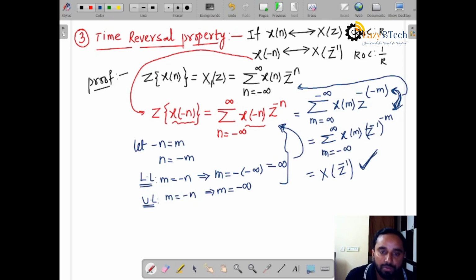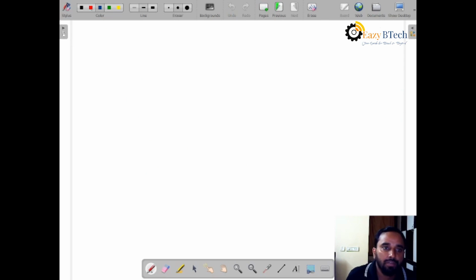Next, go to the fourth property, multiplication by exponential. That is the fourth property.